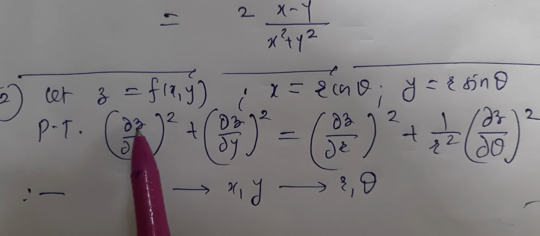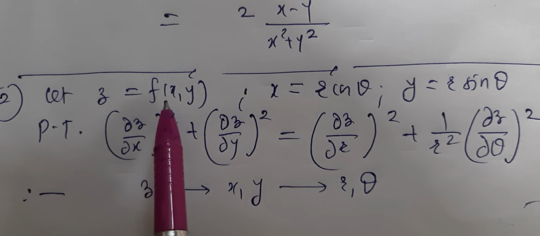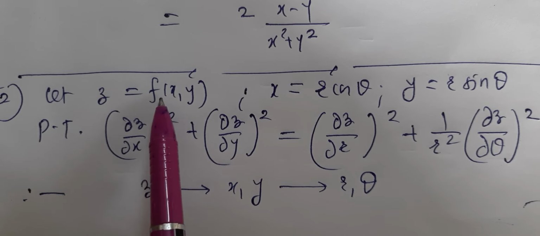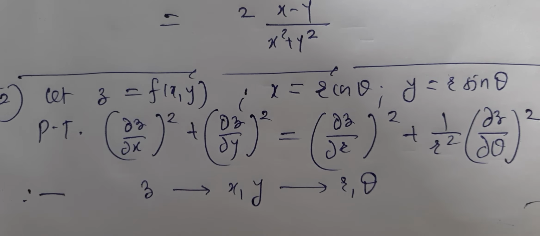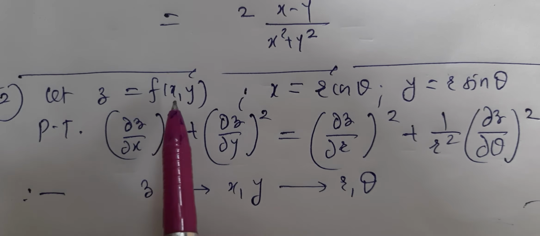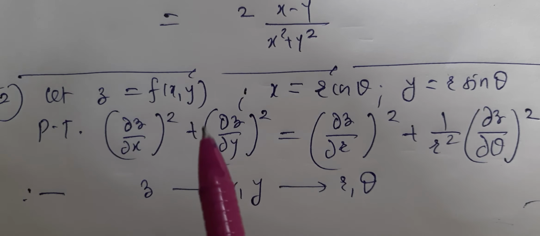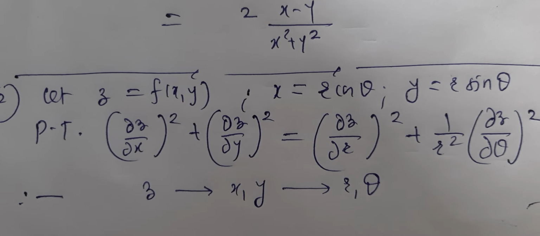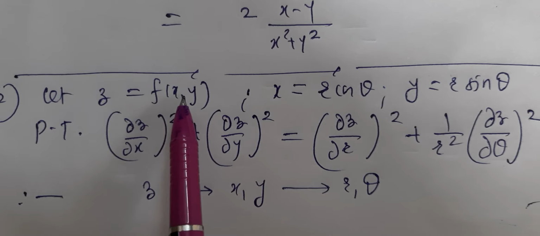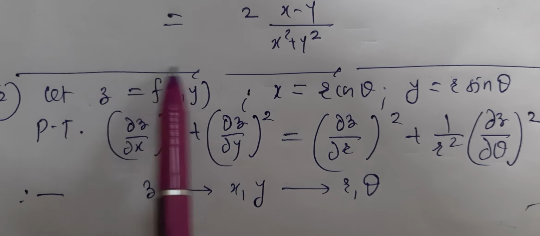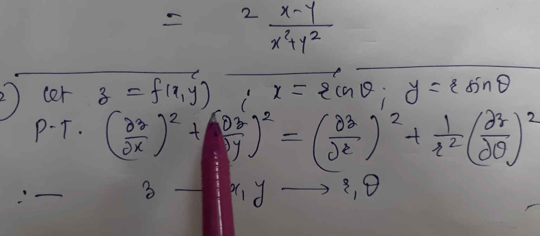Now, if we start solving LHS, what's our LHS? It is the derivative of z with respect to x. Now look at the problem. We are given z equal to f(x, y), which means z is a function of x and y. See properly and understand my point. That is the only meaning of this statement, but it doesn't give us what that function is.